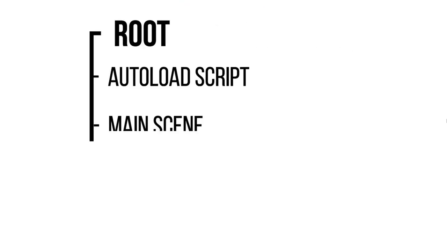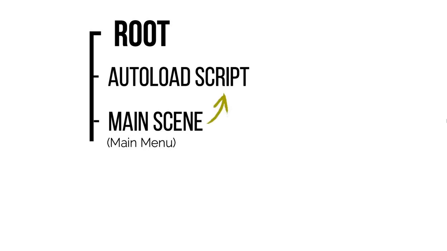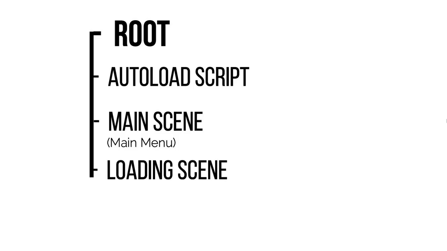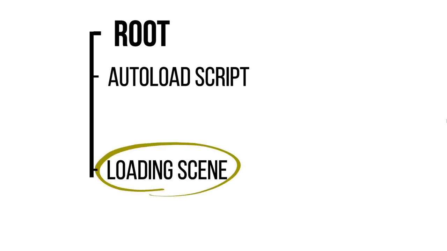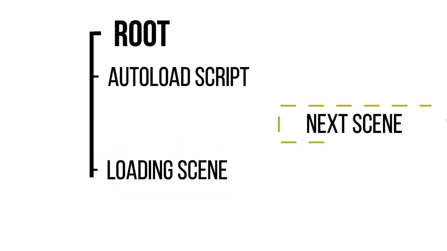Now when your game starts, first your main scene is loaded. Let's say it is a main menu and the player clicks on the play button. Then it will send a signal to the autoload script, and then the autoload script will first add the loading scene to the root. After that, it will delete the current scene from the root, and while the loading screen is showing on the screen, it will load the next scene in parallel so that the game doesn't look like it freezes.